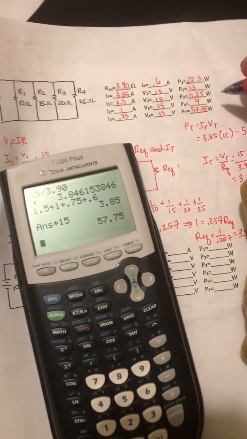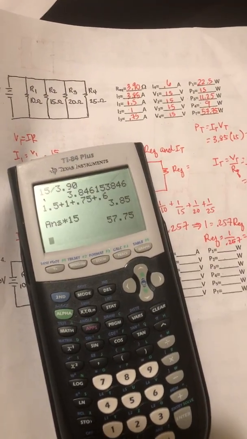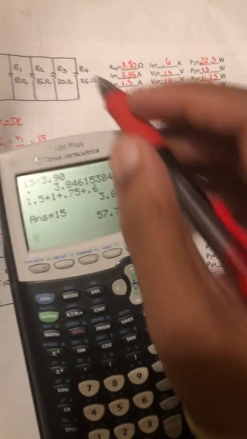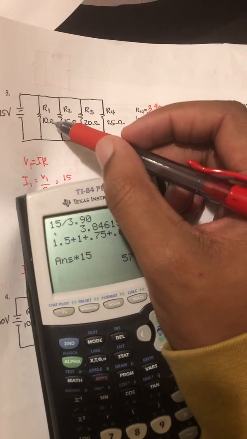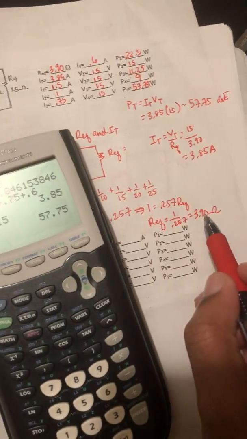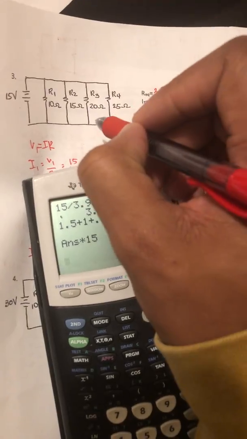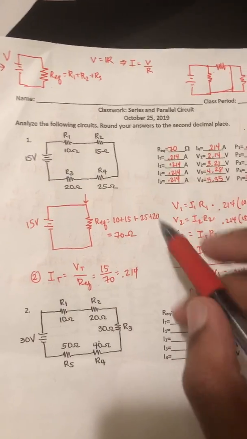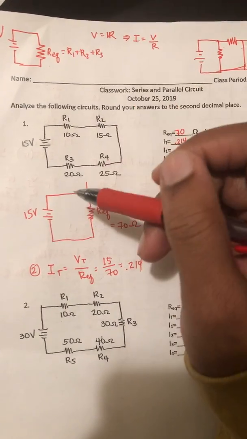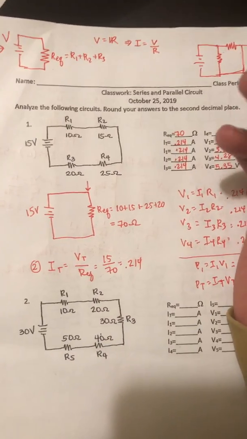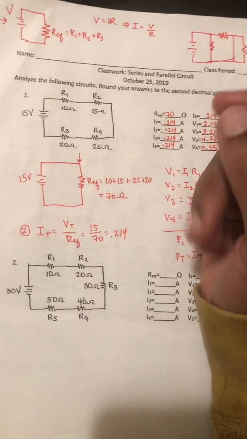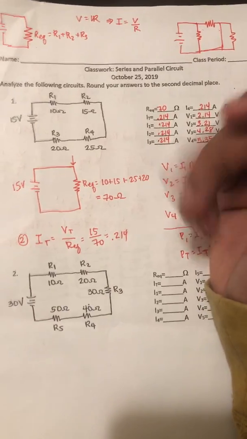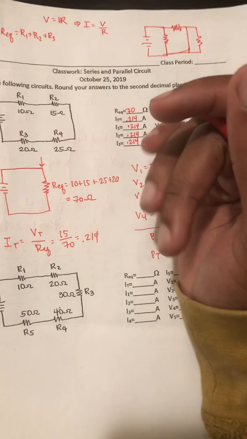All right. So also what I want you to notice is that my REQ for a parallel circuit was smaller than all my individual resistances. 3.90 is smaller than 10, smaller than 15, smaller than 20, smaller than 25. So for a parallel circuit, the REQ is always smaller. Versus for a series circuit, the equivalent resistance, which is 70, is bigger than all those numbers. So I hope this helped you with series and parallel circuits. If you still need some help, ask me questions in class. You guys should do pretty fine on this beginning topic.